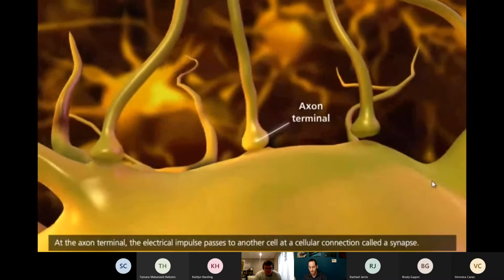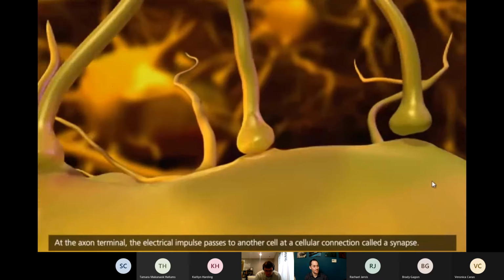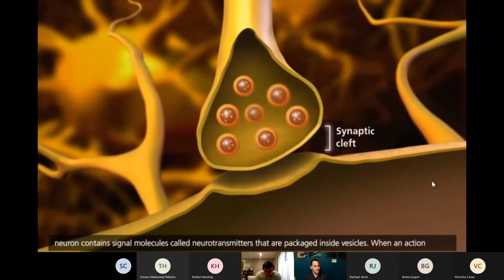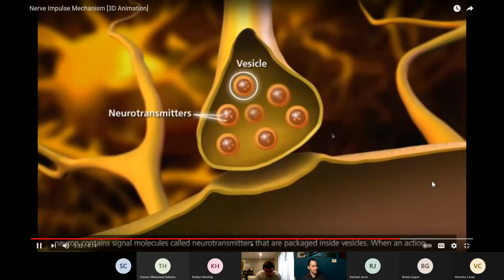At the axon terminal, the electrical impulse passes to another cell at a cellular connection called a synapse. The space between the presynaptic neuron and a postsynaptic cell is called the synaptic cleft. The presynaptic neuron contains signal molecules called neurotransmitters that are packaged inside vesicles.